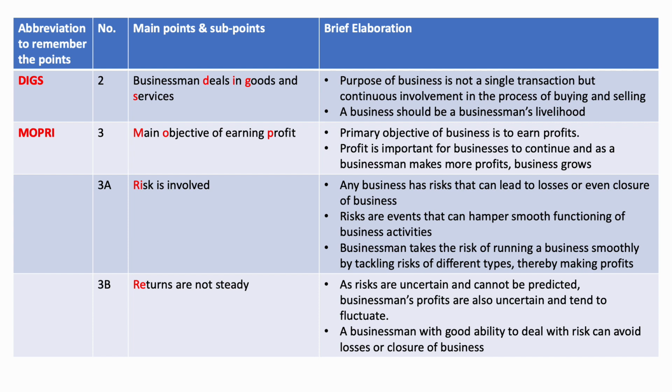So the businessman takes the risk of running a business smoothly by tackling the risks. All the risks that the businessman encounters, he is constantly trying to tackle, and the reward for that particular risk is the profit that he makes. And the other term for profit is the return. So that's the logical extension of point number 3, which is 3B, returns.